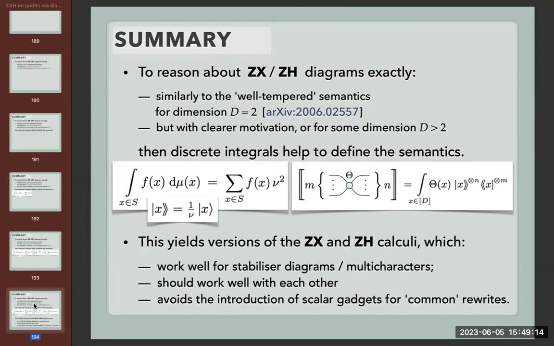And it yields versions of the calculi which I think work well for stabilizer diagrams and for the multi-character regime in ZH. They should work well together, these versions of the ZX and ZH calculus. And most importantly, they avoid introducing scalar gadgets for what I think are the most common rewrites. That's a statement which is subjective and may depend on the particular application, but for the applications that I have so far seen, I think that this is a well-founded statement.